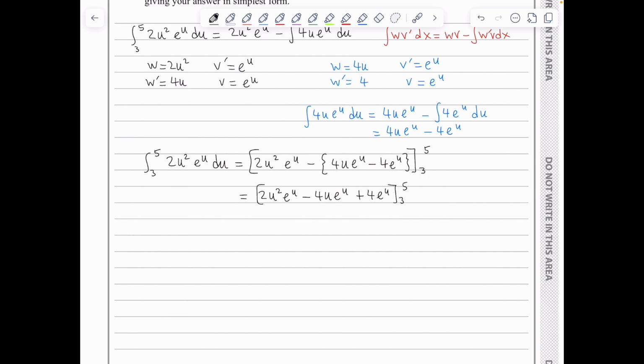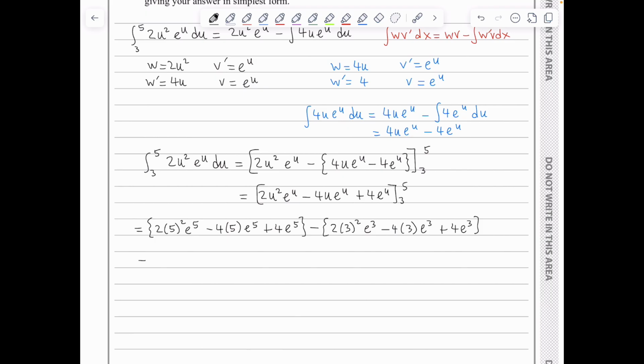Let's substitute the upper limit of 5. This gives me 2 times 5 squared e to the 5 minus 4 times 5 e to the 5 plus 4 e to the 5, and then the lower limit of 3, which is 2 times 3 squared e to the 3 minus 4 times 3 e to the 3 plus 4 e to the 3.